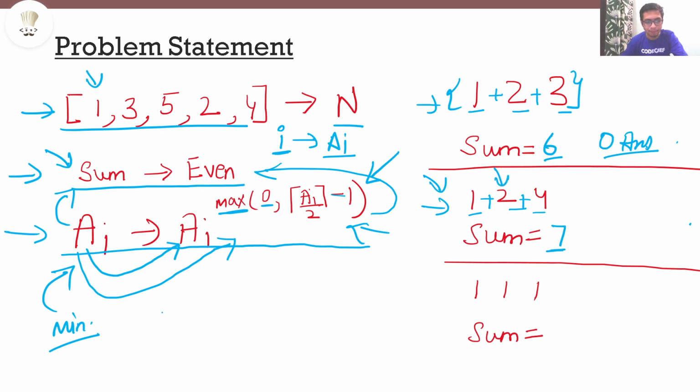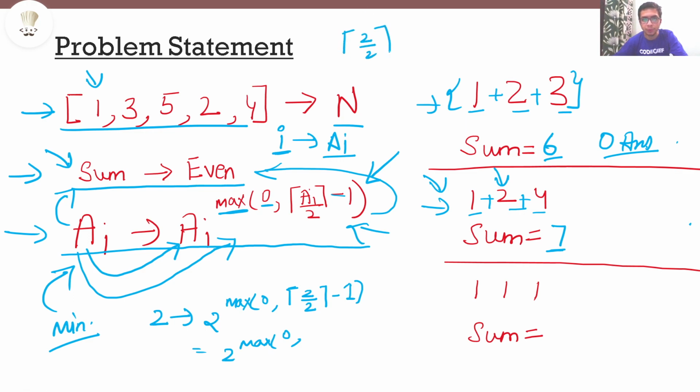I'll replace 2 by 2 raised to the power maximum of 0 comma ceiling function of 2 divided by 2, minus 1. So this is 2 raised to the power maximum of 0 comma, ceiling function of 2 divided by 2, which is ceiling function of 1, nothing but 1. Hence it is 1 minus 1. So this is 2 raised to the power maximum of 0 comma 0, which is nothing but 2 raised to the power 0. Hence it is 1.